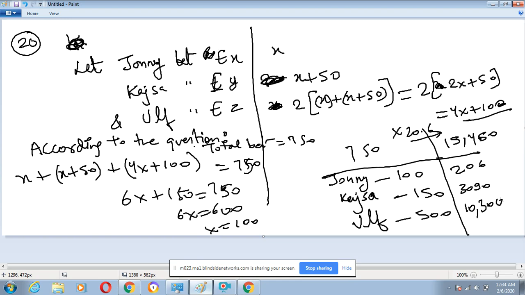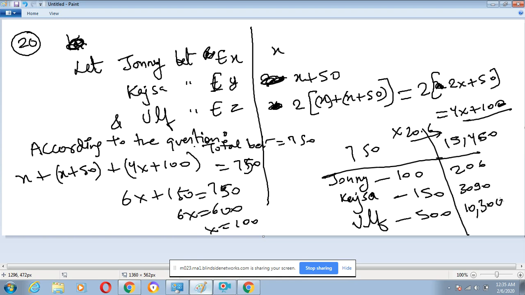How do I know that? I'll divide 15,450 by 750 using a calculator. 15,450 upon 750 is how much? 20.6. Correct? Are you getting it? Okay, I'll tell you a shortcut.